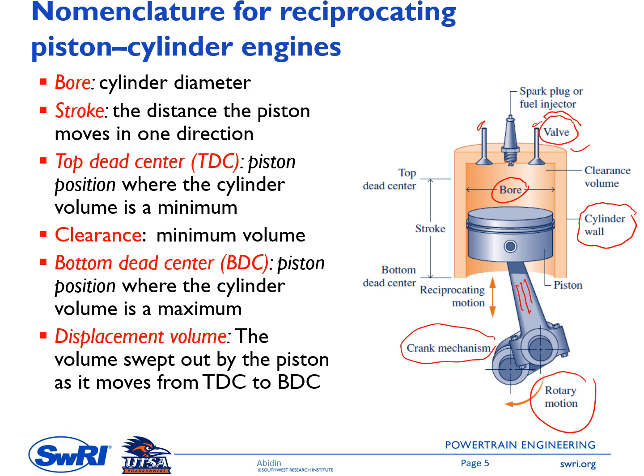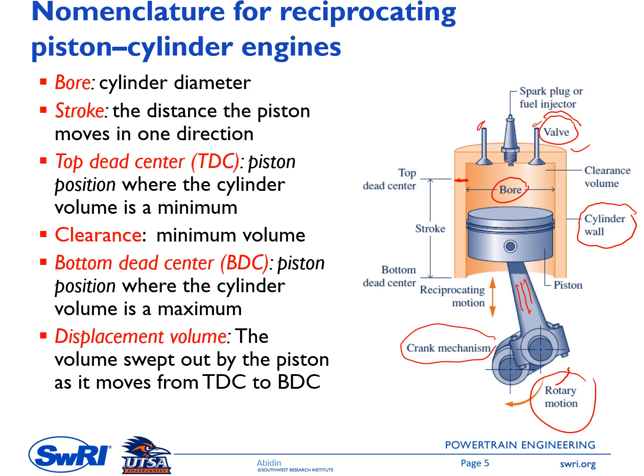When we talk about the engine size, engine displacement, or engine volume, actually this is the volume of the cylinder. Okay, the next one is top dead center, or TDC, or sometimes it is also called TC, top center. This is the piston position where the cylinder volume is a minimum. So for this schematic, it is at this point. So this is the top dead center or top center, TDC or TC.